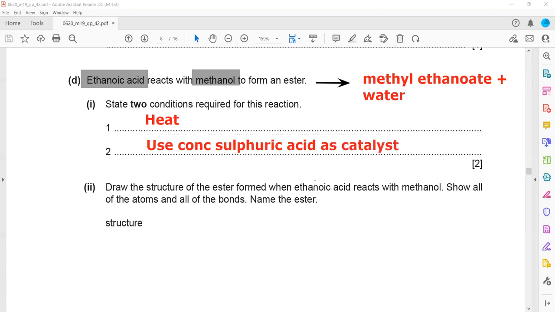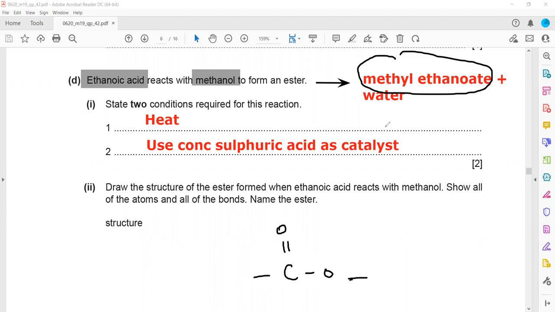Then draw the structure of the ester formed when ethanoic acid reacts with methanol. Show all the atoms and all the bonds and name the ester. So the ester which will form here will be methyl ethanoate. How to draw the structure of an ester? First we will draw the carbon C double bonded with O. So to draw the structure of an ester, it is C double bonded with O and O. That is the first thing.